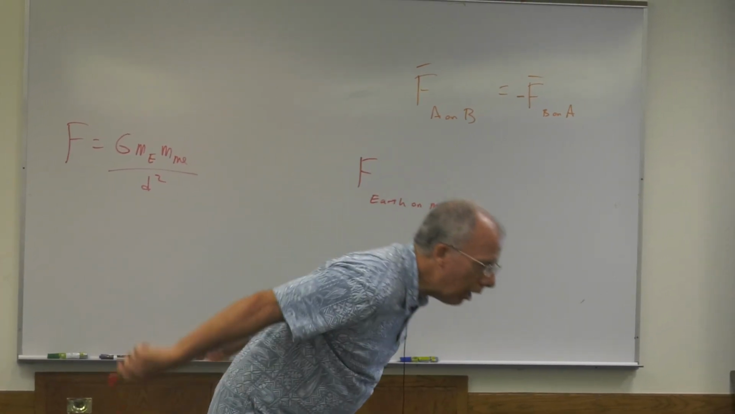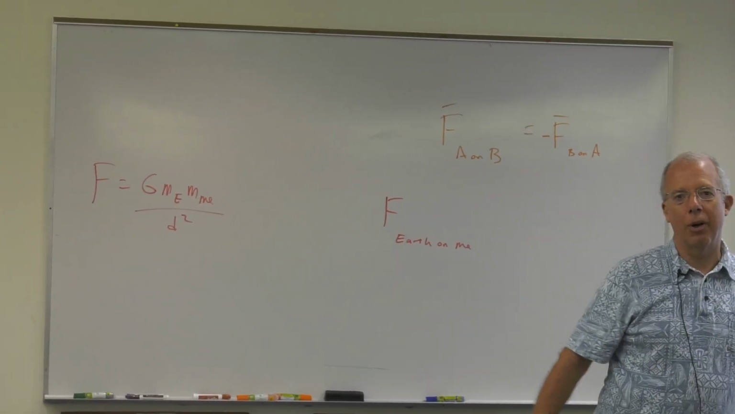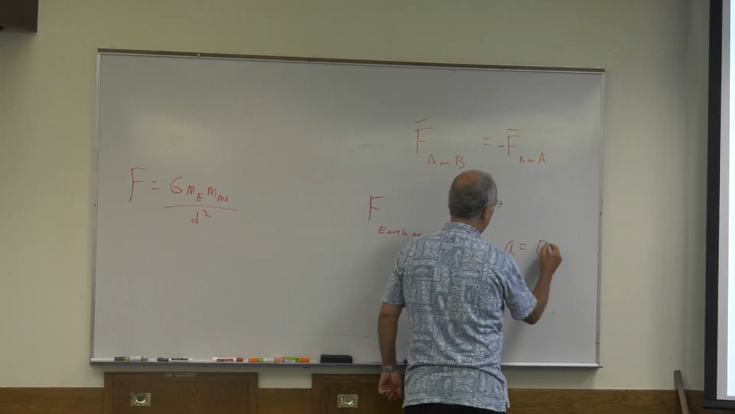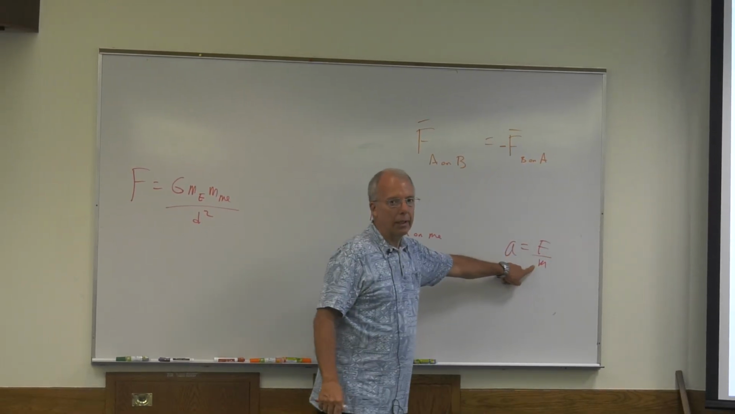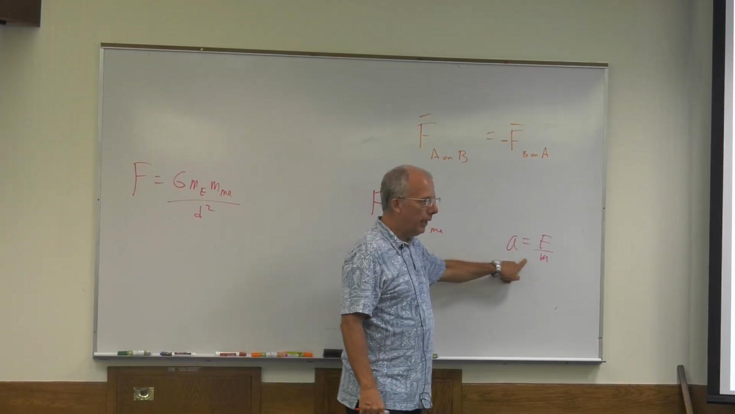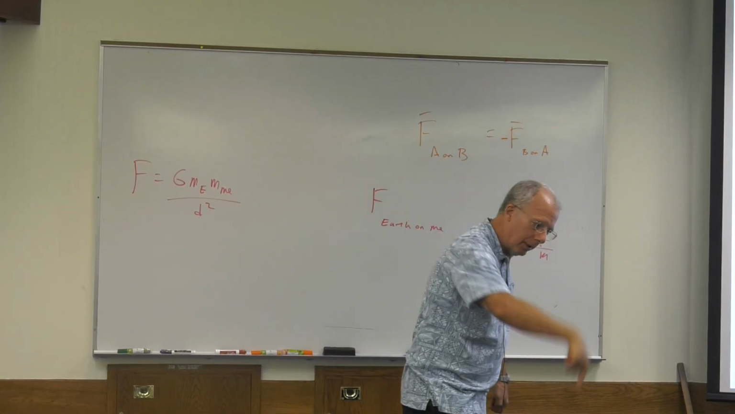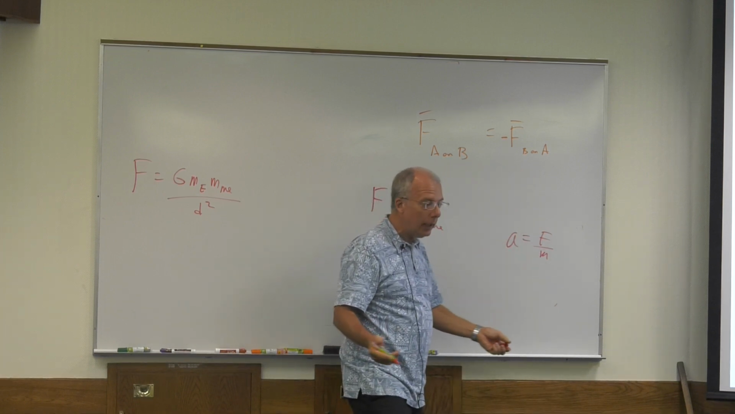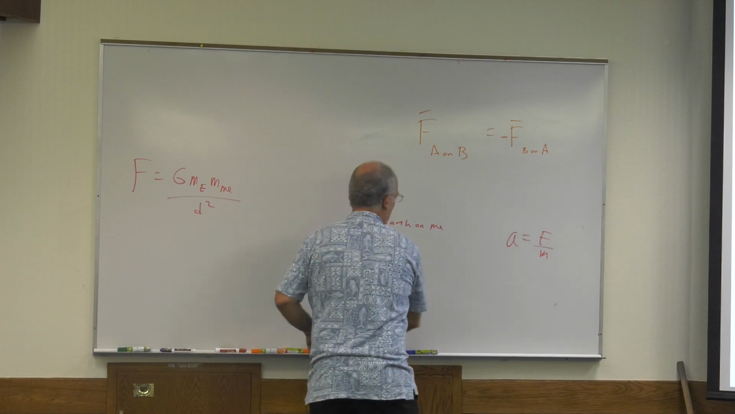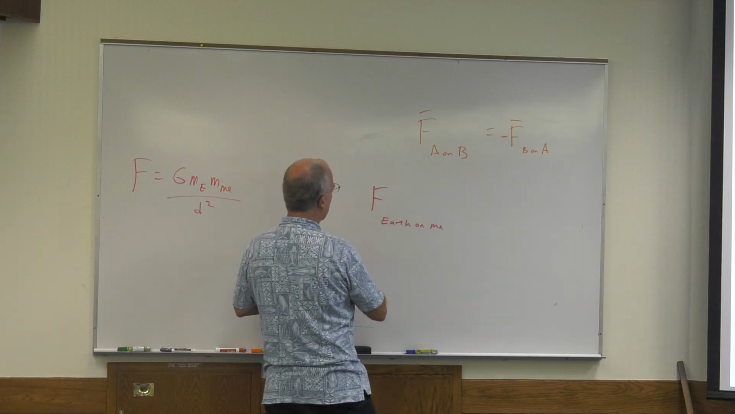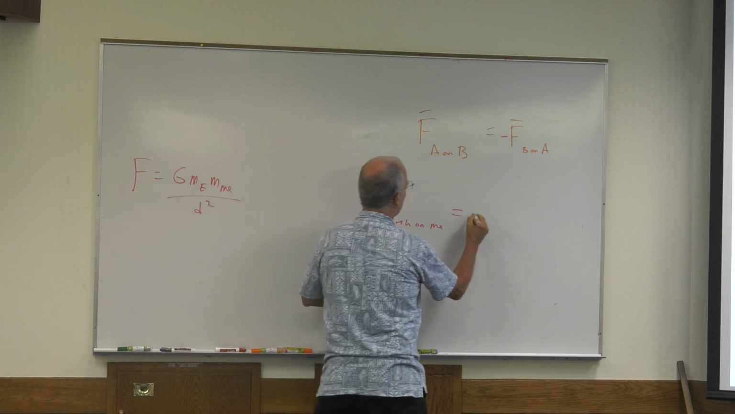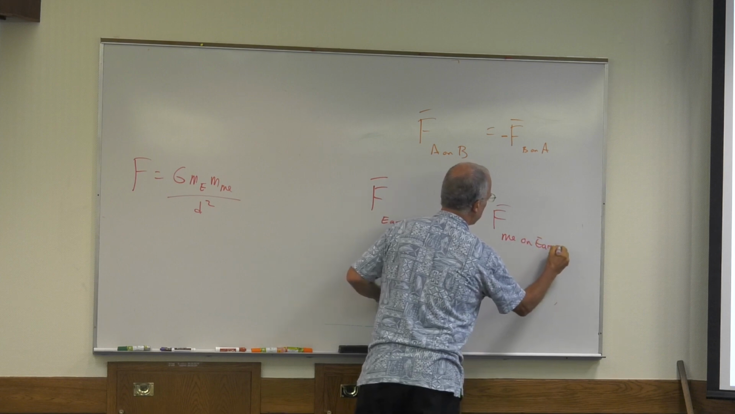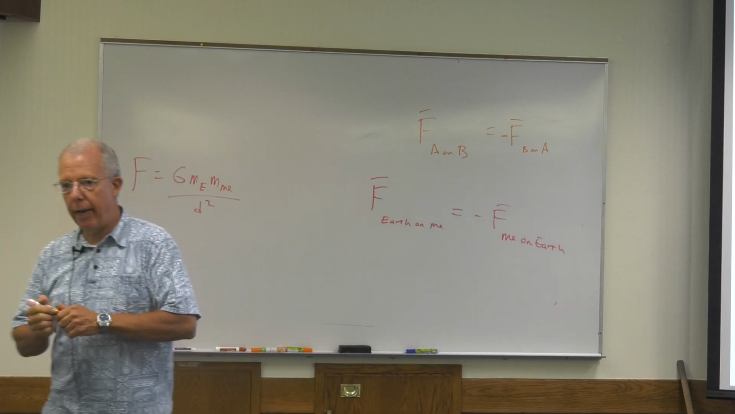But who accelerated more, Earth or me? Obviously me. Why? Because again, a equals F over m, right? My mass is nothing compared to the mass of the Earth. So I have this big acceleration. I slow down, I stop, then I go faster. But hey, I exerted a force on the Earth. I did. All right, so we have the force Earth on me equals minus force me on Earth. Forces always come in pairs.